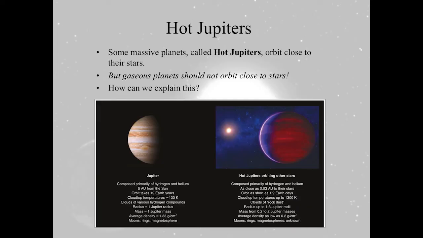How could there be these huge planets like Jupiter so close to their star? Our nebular theory said they shouldn't be there. Astronomers said, let's call them hot Jupiters. Just a simple name, but it kind of stuck. Some massive planets called hot Jupiters are very close to their stars, but we just said the gas planets shouldn't be that close, should they? They should have been vaporized. So how do you explain that?